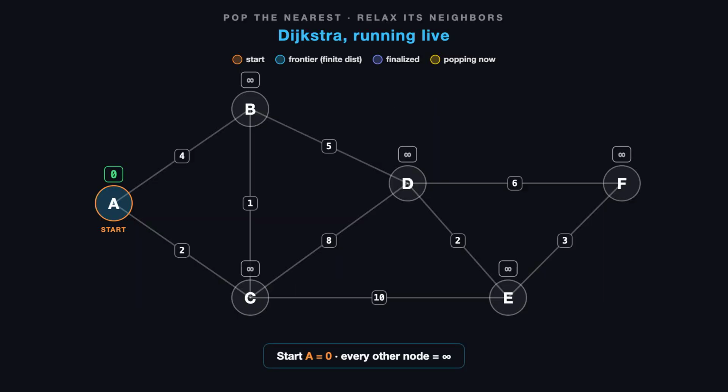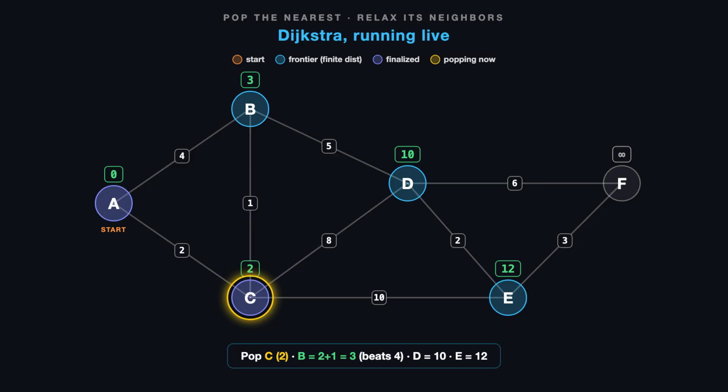Let us run it live. Start node A gets distance 0. Everyone else is infinity. We pull the smallest, that is A, at 0. We finalize it. Now we relax its neighbors. Relaxing asks one question. Could we reach a neighbor more cheaply through A? From A, the edge to C costs 2, so C becomes 2. The edge to B costs 4, so B becomes 4. Both were infinity, so both improve.